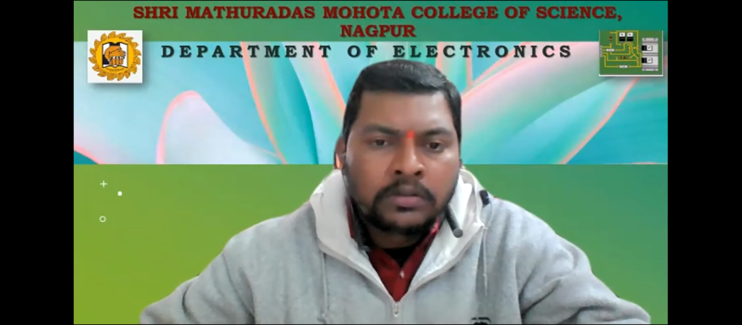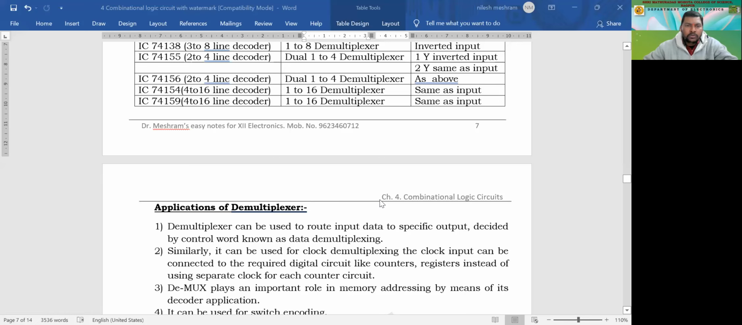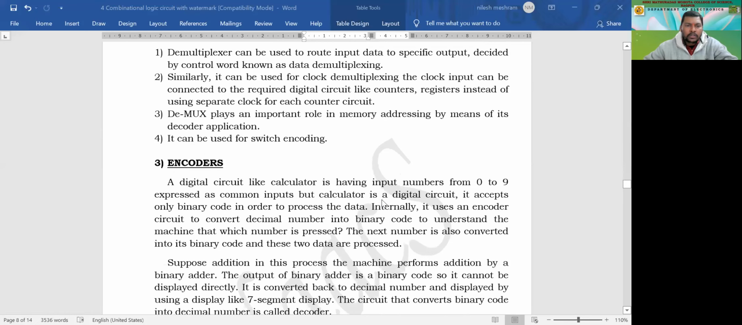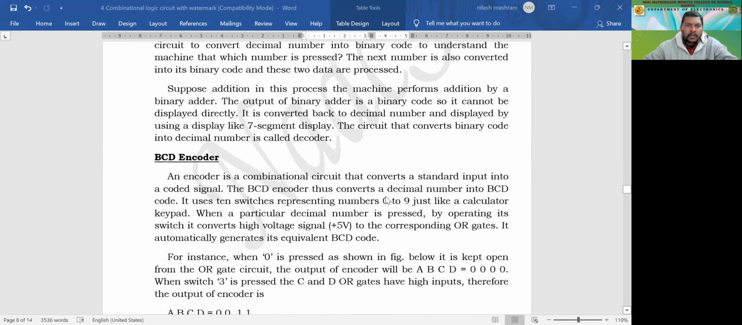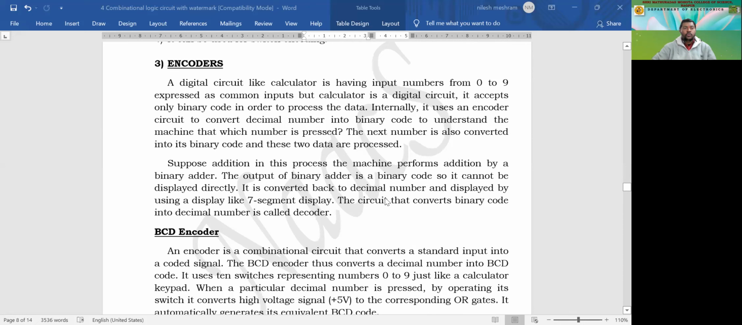Okay, so the next topic of this unit is the decoder and encoder circuits. We'll try to do that too in this lecture. So encoders, what are encoders, right? And what are the types of encoders? Now, encoders means to convert a particular thing into codes, right? A particular data into codes, that is called an encoder. And to decode that, we require decoders, right?